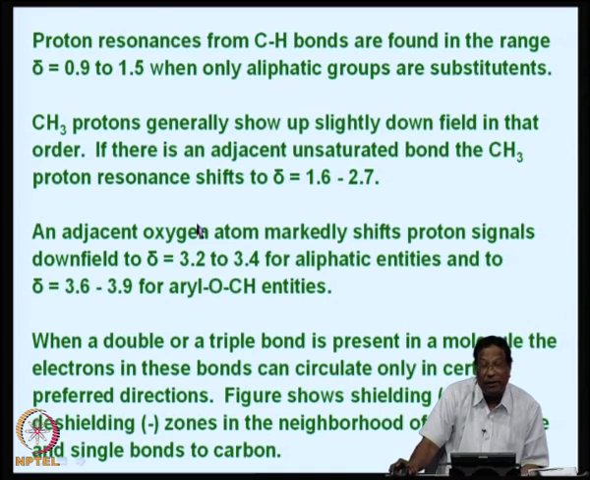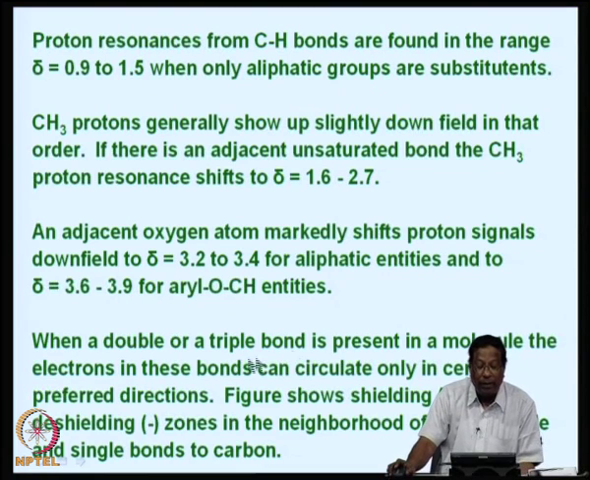Suppose there is an adjacent oxygen atom like an OH group, then this shifts the proton signal downfield, almost 3.2 to 3.4 for aliphatic entities, and 3.6 to 3.9 for aryl groups, that is aryl oxygen and CH entities, C6H5OCH3 something like that. You would be seeing chemical shifts of the order of about 3.6 to 3.9.